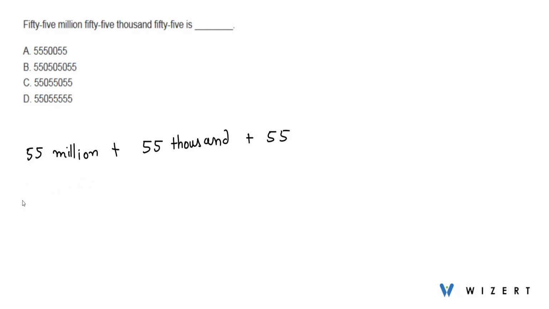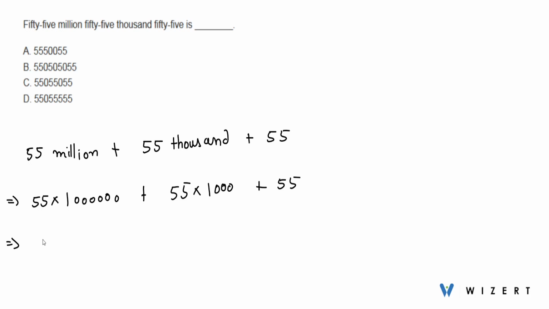So 55 million will be equal to 55 multiplied by 10 lakh. So we have 1 followed by 6 zeros. Let's check it once. So 1s, 10s, 100, 1000, 10,000, lakh, 10 lakh. Okay, that's correct. Then we have 55 multiplied by 1000. So we will have 55 multiplied by 1 followed by 3 zeros.